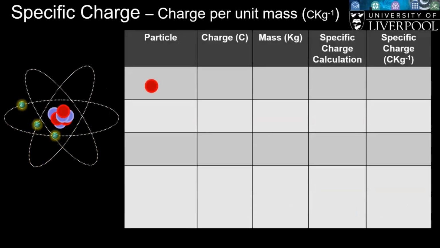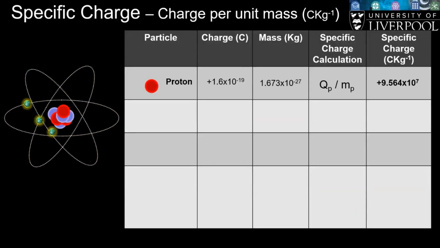Specific charge is defined as the charge per unit mass of a particle, atomic nuclei, atom, or ion. This is measured in coulombs per kilogram. If we look at the charge for the proton and the mass of the proton, the ratio between these two gives us the specific charge of plus 9.564 times 10 to the power of 7.